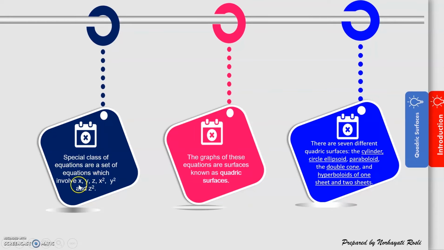This means that the equation involves x, y, z, x squared, y squared, and z squared. These kinds of variables can be related or formed into an equation, and we call it quadratic surfaces. There are many types of quadratic surfaces, which are cylinder, sphere, ellipsoid, paraboloid, double cone, hyperboloid of one sheet and two sheets. So, in this video, you will learn about the general form of quadratic surfaces, and then you will learn how to plot all these kinds of quadratic surfaces.